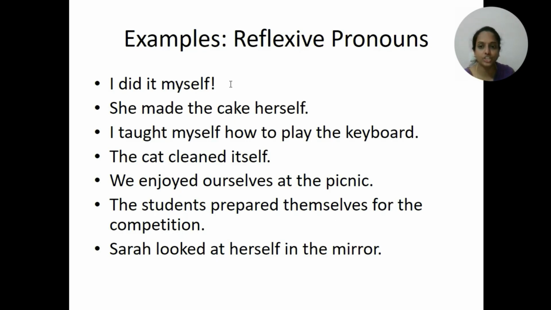Now, here's a quick challenge for you. Which word is the reflexive pronoun in the sentence? Sarah looked at herself in the mirror. It's simple, herself, right? Yes.